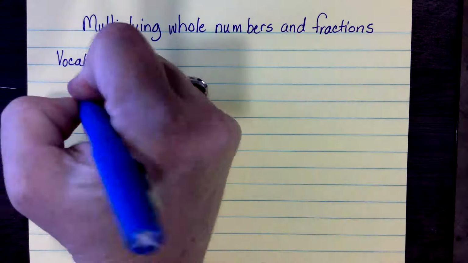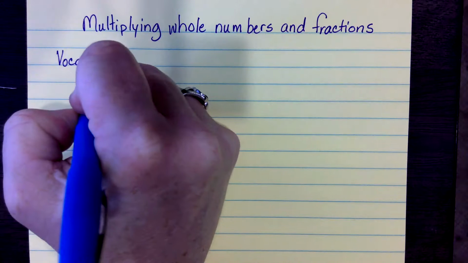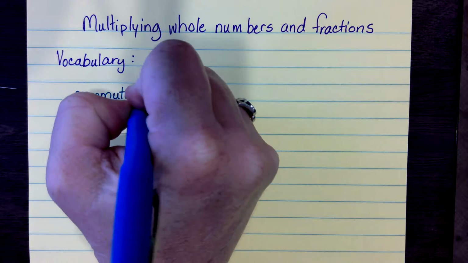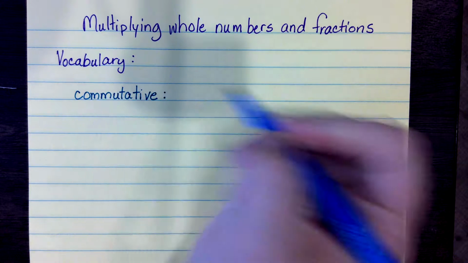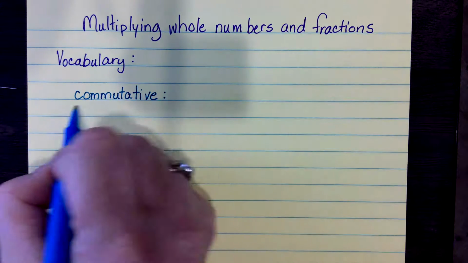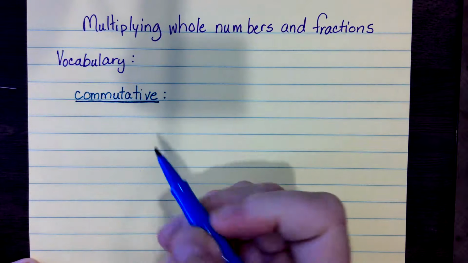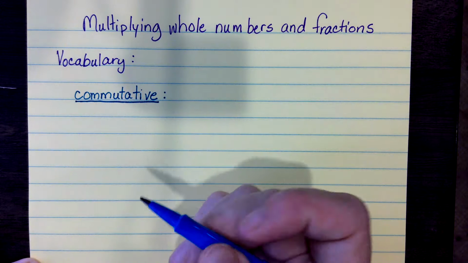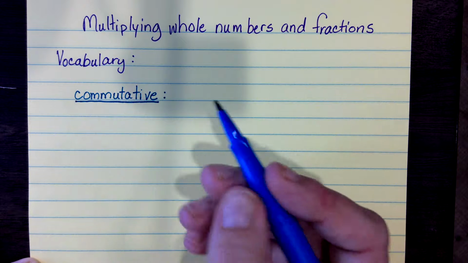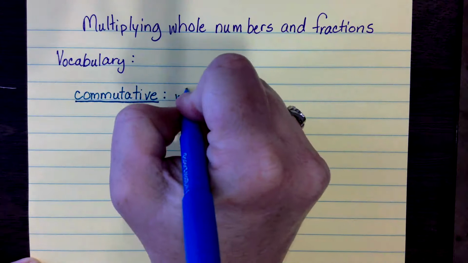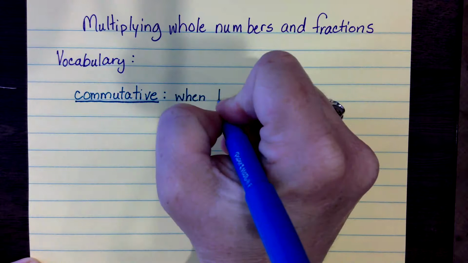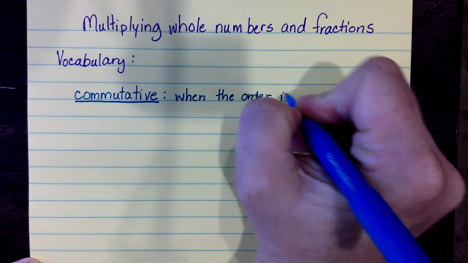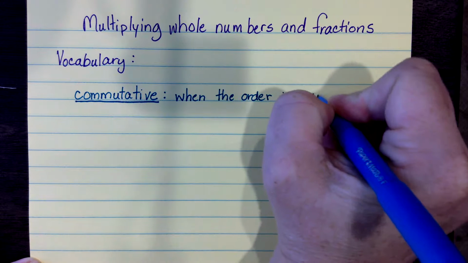So the first word that we have is commutative. This word should be familiar to you because we used it when we talked about the properties of addition and the properties of multiplication. Commutative just means that when the order is switched in an addition or a multiplication problem, the answer is the same. It's the same when you're working with fractions. When the order is switched, your answer's the same.